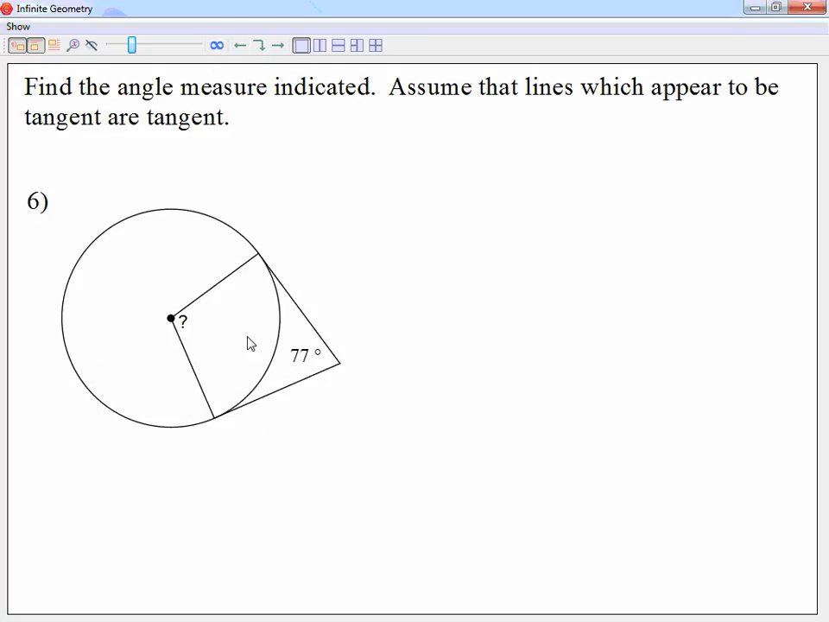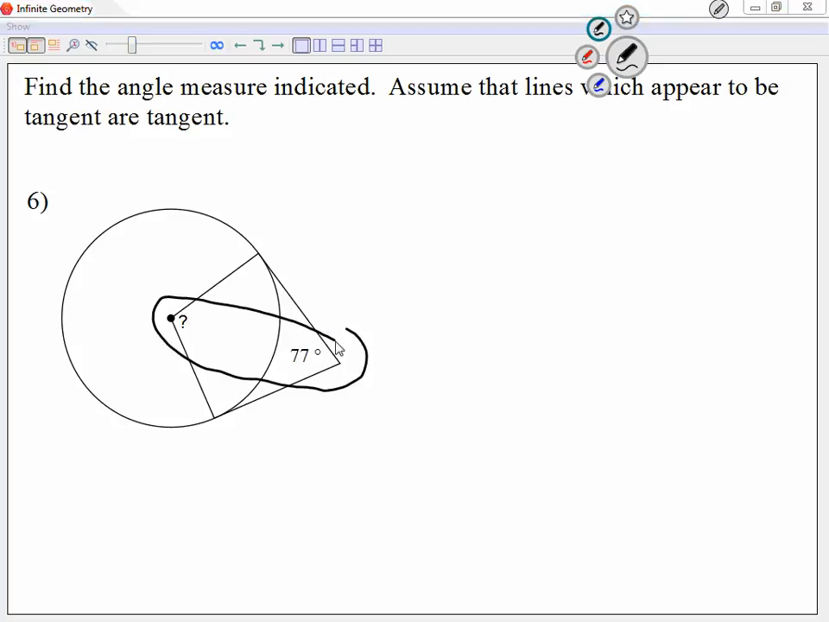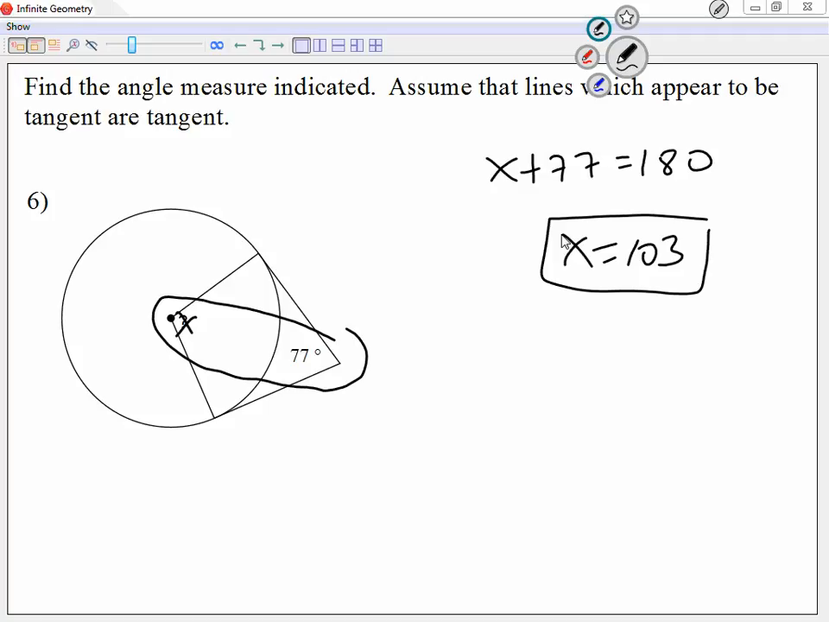All right, from number 6, let me look at the kite. I know these two angles have to add up to 180. So for right now, let's call it x. So I have that x plus 77 is equal to 180. So x equals 103. Because remember, I said on the kite, let me draw a kite here. I know they're all 360.